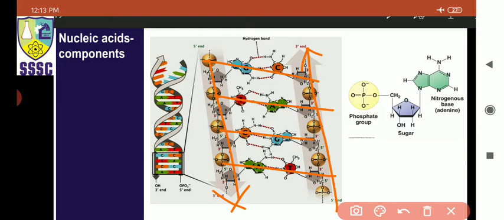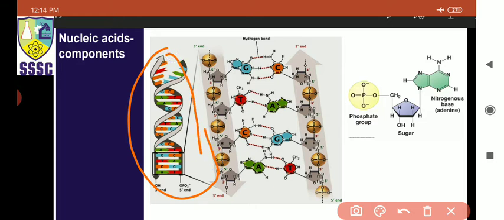So this structure we will see in the next lecture about the double helix structure. But now we see how it is there. So this structure is known as double helix structure. The double helix has two strands. Both strands run in opposite directions. These two strands join together by the nitrogen bond.